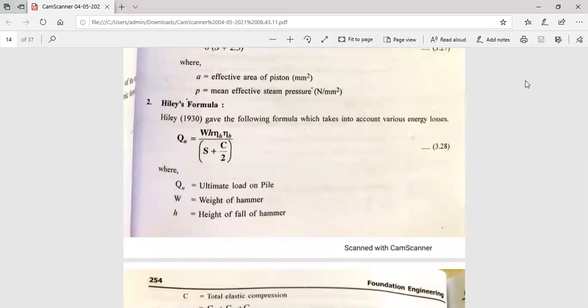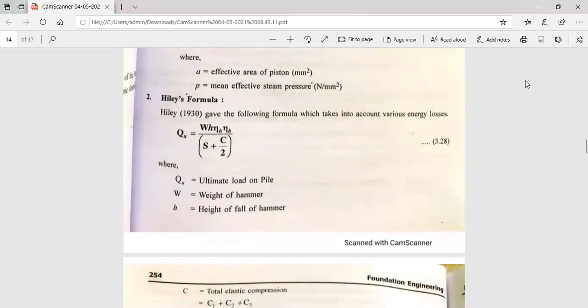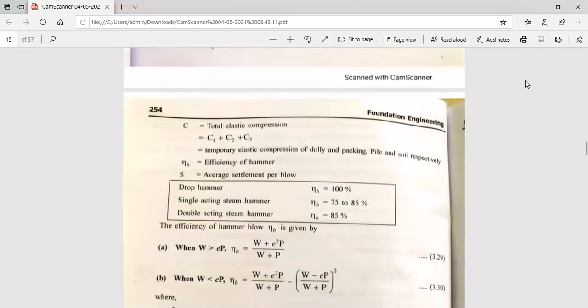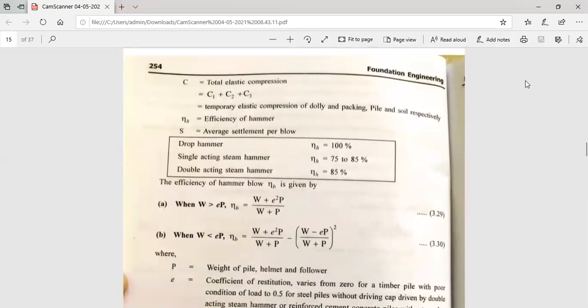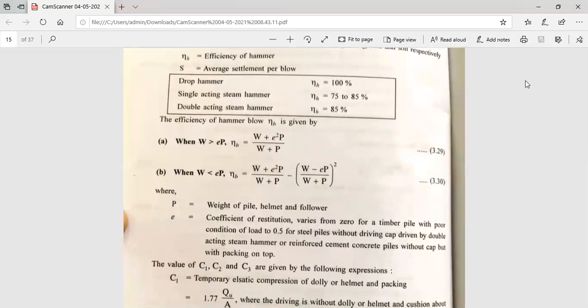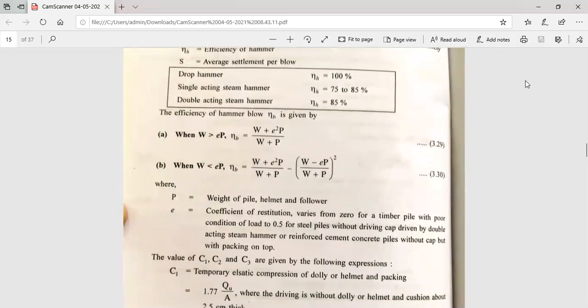For Hiley's formula, QU is equal to W H eta H eta B divided by S plus C by 2, where QU is the ultimate load on the pile, W is the weight of the hammer, and H is the height of fall of the hammer. C is the total elastic compression, equal to C1 plus C2 plus C3. Eta H is the efficiency of the hammer, and S is the average settlement per blow. For a drop hammer, eta H is equal to 100%. For a single acting steam hammer, eta H is 75 to 85%. For a double acting steam hammer, eta H is 85%.